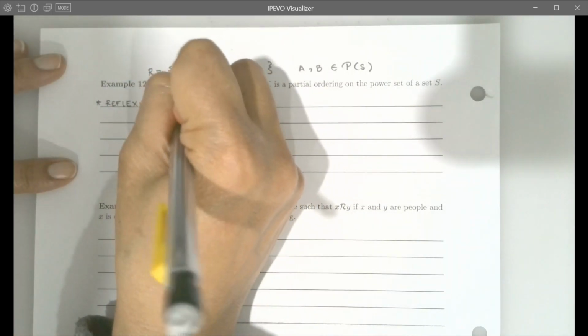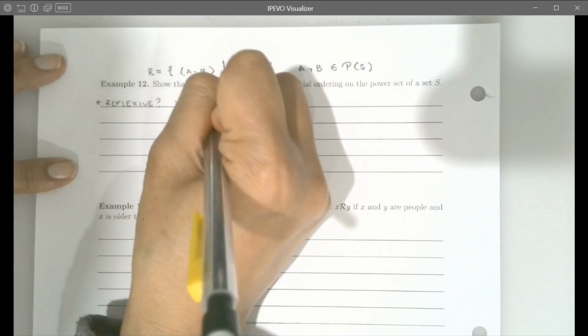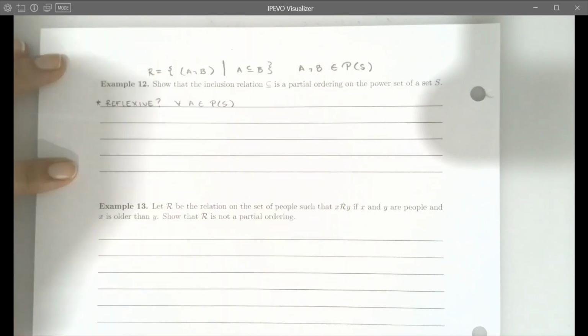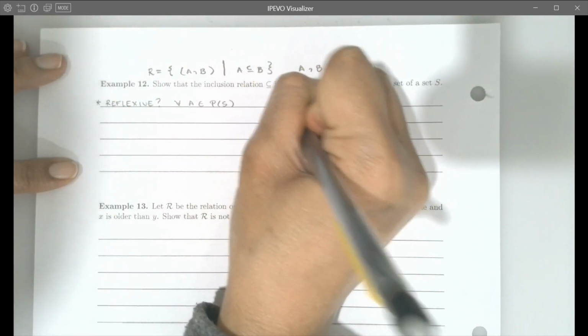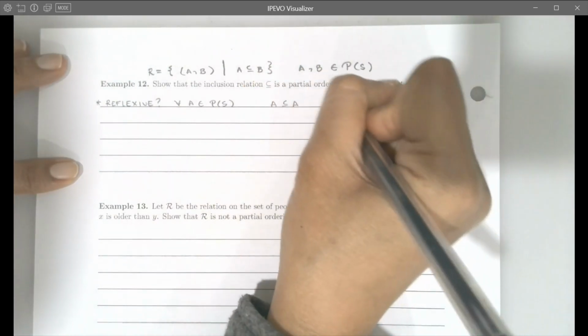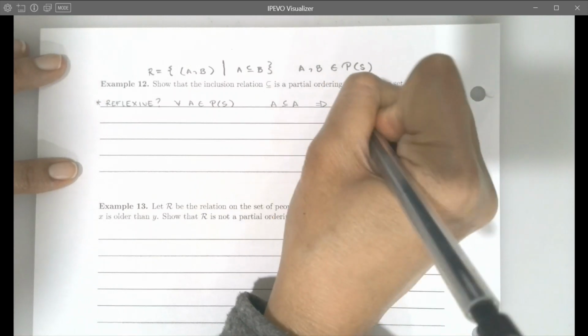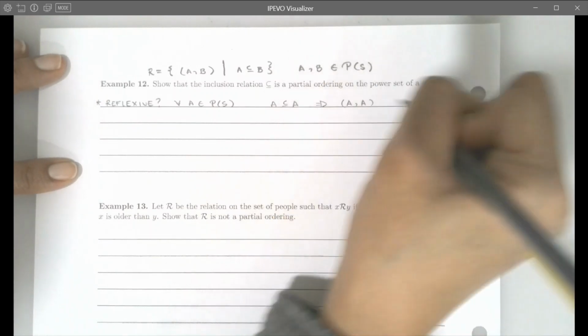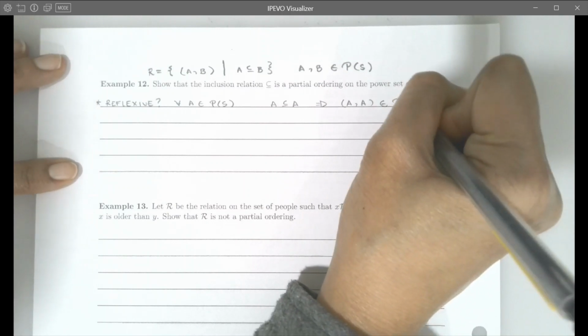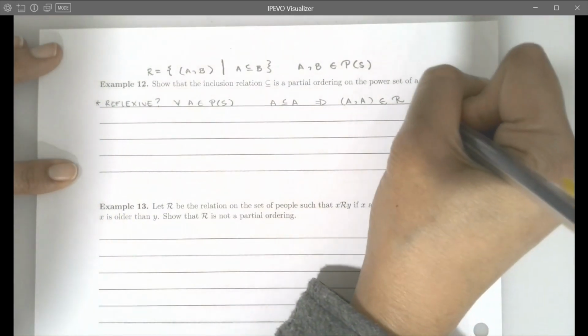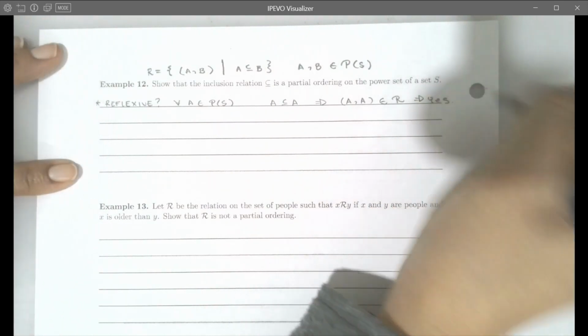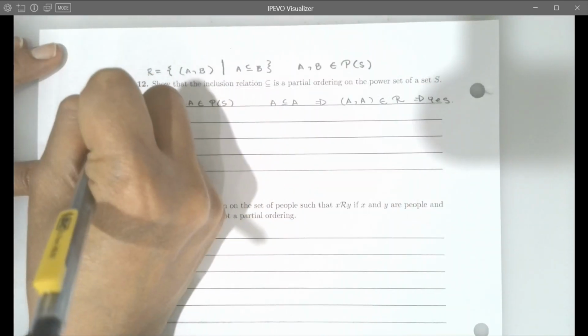Well, let's consider any set A that is part of the power set of S. Since A is a subset of itself, then that means that A will be paired with itself, and it's going to be part of the relation. So is it reflexive? The answer is yes. Is it antisymmetric?